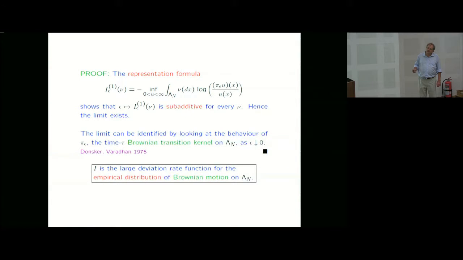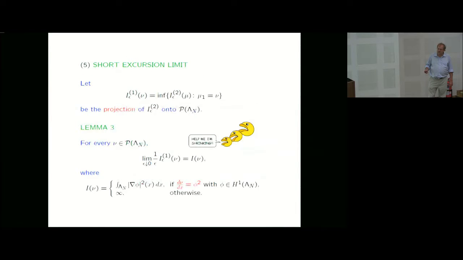So if you want to know the empirical measure of a Markov process on a compact space, then you have to take this infimum here. This formula is not exact, but as epsilon goes to 0, it will become much simpler. You take this object, and you can prove by convexity that this is a subadditive function. So certainly this limit here exists.